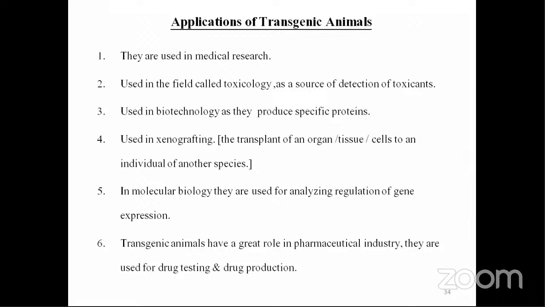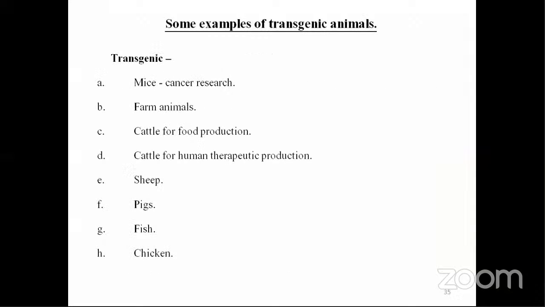The transgenic animals have a great role in the pharmaceutical industry. They are used for drug testing and drug production also. Okay, so these are the applications of transgenic animals. Then some examples of transgenic animals are mice. They are utilized for cancer research. Then farm animals, cattle for food production, cattle for human therapeutic production, then sheep, then pigs, fish, chicken. These are all the transgenic animals.